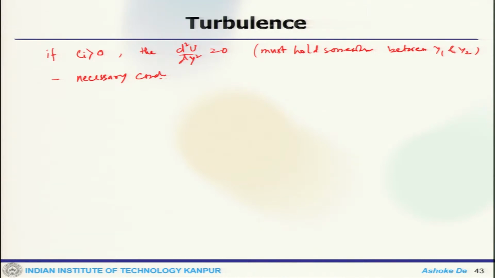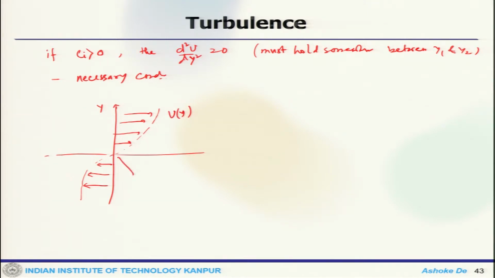So, what one can draw, let us say, I can have a profile like that. So, this is my y, this is U(y), then this particular point is my d2U by dy2 equals 0. So, this is my inflection point, which is possibly unstable.